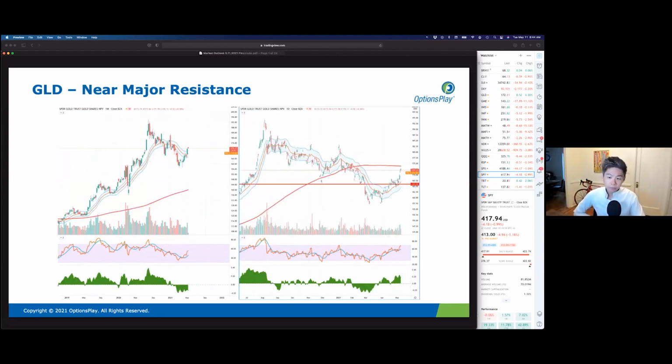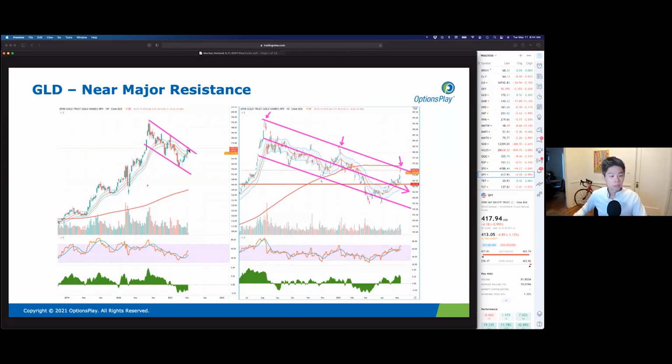Now, when we look at GLD, GLD is now reaching what I would consider a fairly sizable resistance level. However you want to take a look at it, you have the 200-day moving average, and then you have this bearish trend line coming in. So GLD remains in this strong downtrend if we look at this on a daily chart, or if you want to look at this on a weekly chart, however you want to draw this. This could be interpreted a few different ways.